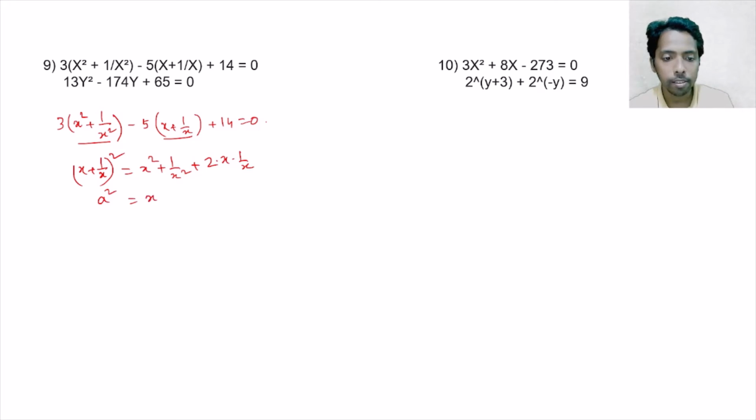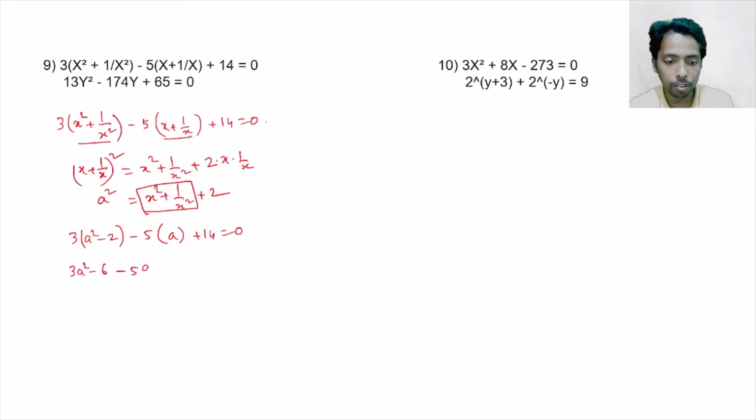That means this is a square, right? And this is x square plus 1 by x square plus 2, and this part is given to us, that is x square plus 1 by x square. That means we can simply replace this part by a square minus 2. So this is 3 into a square minus 2 minus 5, where x plus 1 by x is a. So this is 5a plus 14 equals 0, right? So this is 3a square minus 6 minus 5a plus 14 equals 0. Now 3a square minus 5a plus 8 equals 0.